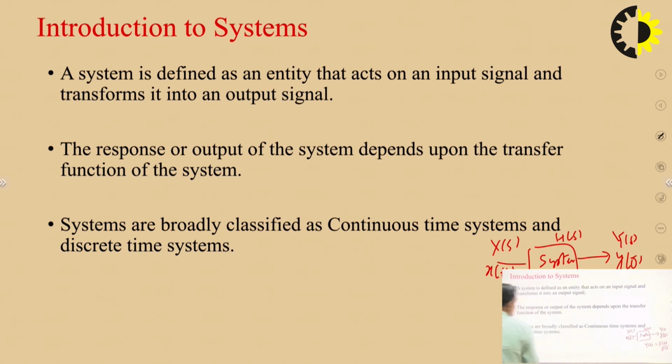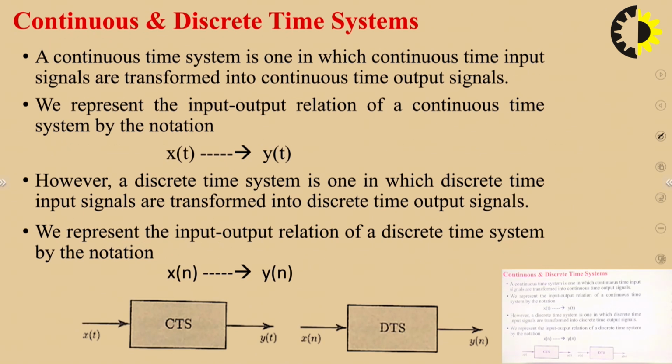Systems can also be broadly classified as continuous time systems and discrete time systems. A continuous time system is one in which the variable that we are using is continuous time. So here continuous time input signals are transformed to continuous time output signals. This is the way we can represent it. Here x(t) is the input and y(t) is the output. And for discrete time systems, these are defined as x(n) and y(n).